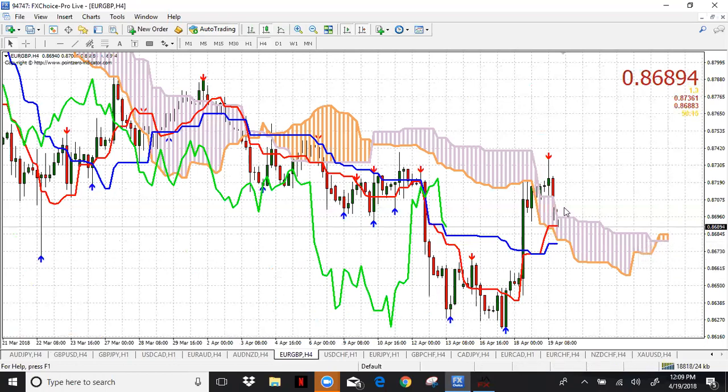So if it breaks the cloud, we still would not be able to get in right here because look, you see this pricing right here? It wouldn't be above previous structure. So you would have to wait for it to break the cloud and come up here.